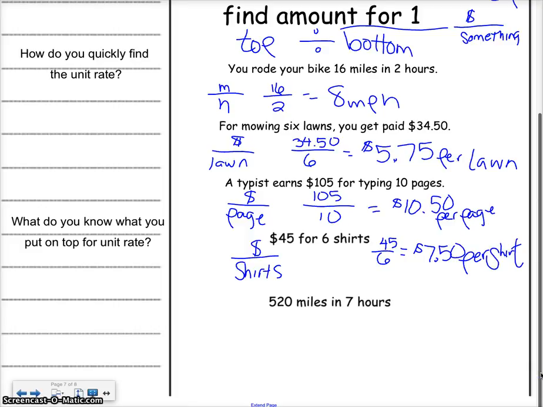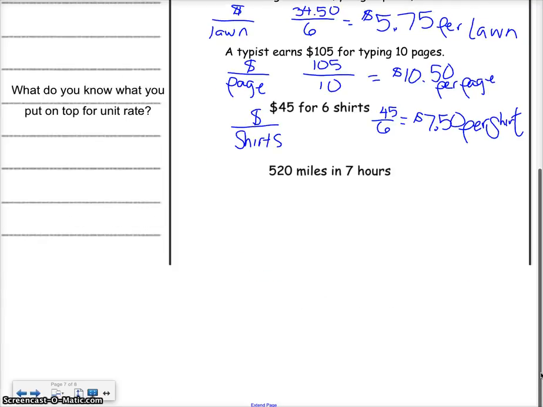520 miles in 7 hours. What do you think should go on top? Hours or miles? Miles should go on top because I want to know how many miles in 1 hour. So you should go miles over hours. 520 over 7 is 74-ish. 74 miles per hour.